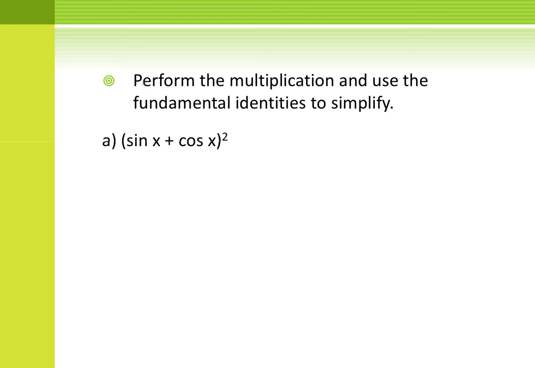All right, this one says perform the multiplication and use the fundamental identities to simplify. So again, it's kind of hinting to you what to do. I do not distribute, for the love of God. People are still doing this. Do not distribute a squared, right? You have to expand and FOIL this.